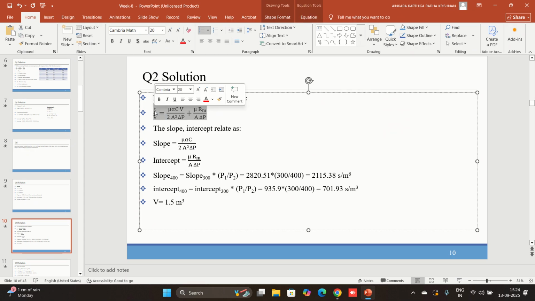The equation which we have is T by V is equal to mu alpha C V by 2A square delta P plus mu into R M by A into delta P. So now for slope and intercept, we can take slope is equal to mu alpha C divided by 2A square delta P. V won't come because V is the x. Y is equal to mx plus C is the mathematical relation, so x we should not take, so V is not taken, and C is the intercept, which is mu Rm by A into delta P.